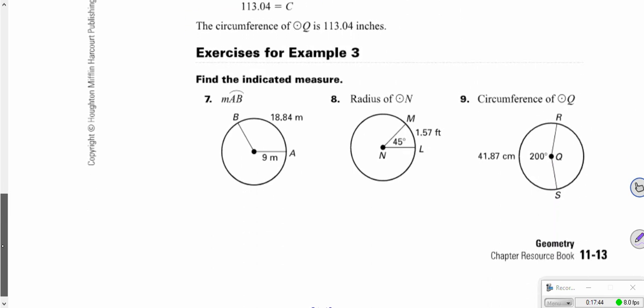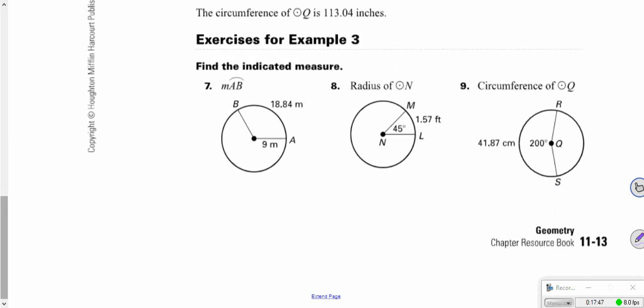Let's look at these exercises and do them together. I think it'll make a little more sense. So find the indicated measure, AB. Here's what I'm looking for: this measure. Measure of AB is the central angle, not the arc length, it's the central angle. So you have to be careful which one they're asking for, and what's labeled and what's missing, if you will.